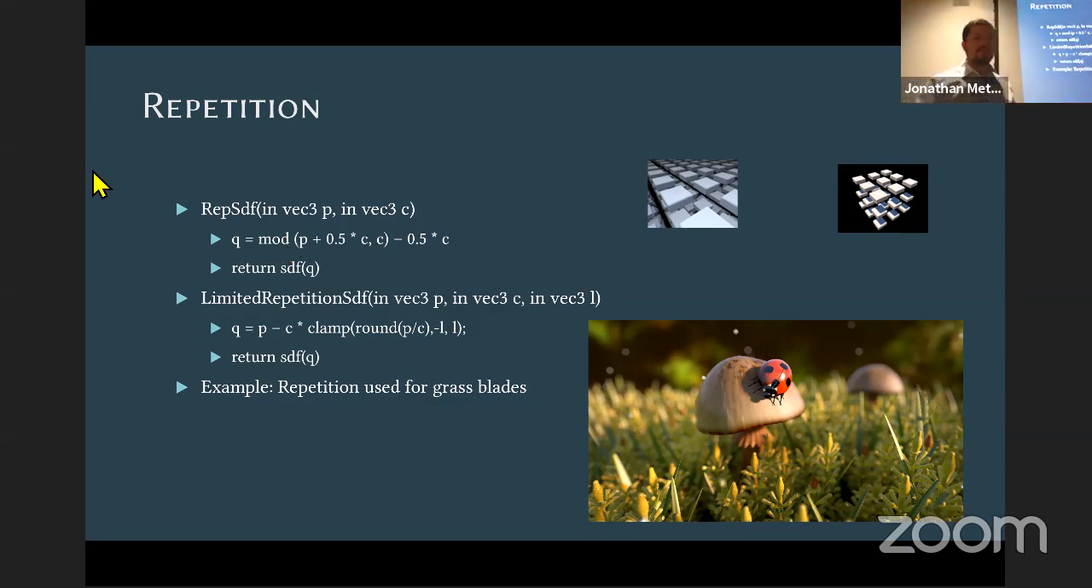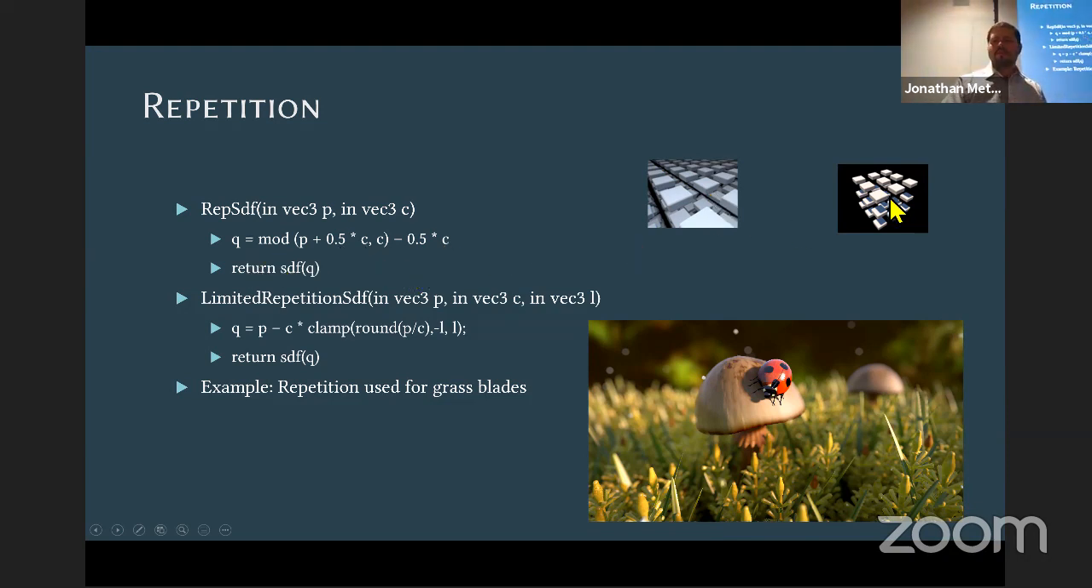So what we do here is we can take our point P and we have a vector C. This basically says, how often are we going to repeat? So this gives us a dimension for that. And we just take our point P, add half of this box, and then modulus it with the box. So what will happen is that we'll get this infinite repeating pattern if we do this, all right?